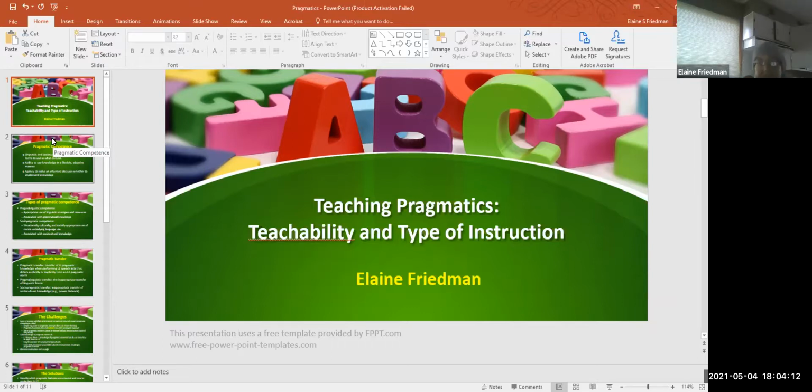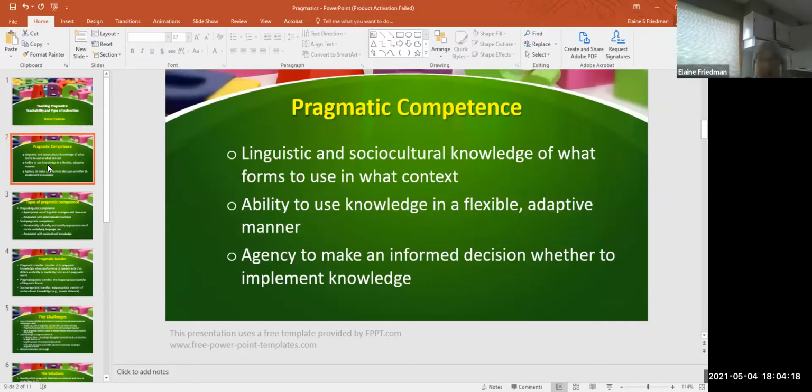I'm going to very briefly go over some concepts just to understand what all of us are going to be talking about. So I hope I don't take too long with this. I just wanted to explain what pragmatic competence is: the linguistic and sociocultural knowledge of what forms to use, what concept, in what context, the ability to use the knowledge in a flexible, adaptive manner, and the agency.